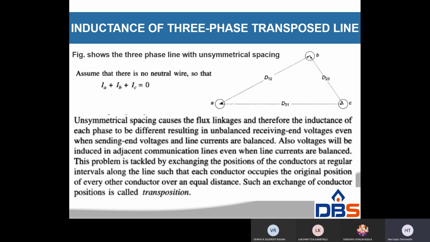So the same D12, D23, D31 for unsymmetrical spacing. These three distances are not the same. For symmetrical spacing, these three distances are the same. So there is no neutral wire. That's why IA plus IB plus IC equal to 0. Why is there no neutral wire? It is a transmission system. In a distribution system only, the neutral wire is available. In a transmission system, it is three phase, three wire system, right? That's why IA plus IB plus IC equal to 0.